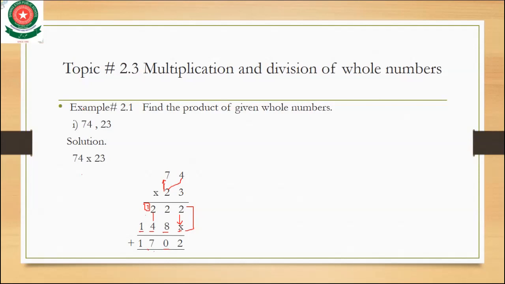So this is 1 and there is no number below or after 1. So 1 comes as it is. Okay class, 1 comes as it is. This is your answer, 1702. Okay class.